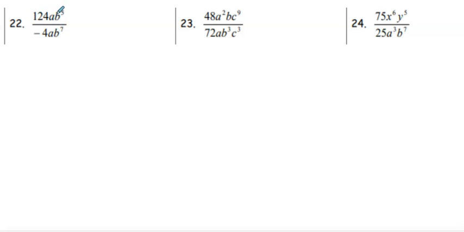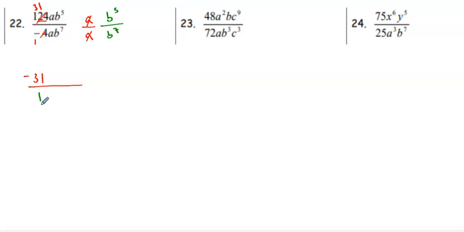Alright, so I got 124 a b to the 5th over negative 4 a b to the 7th. So 124 divided by 4, and it actually does go in there evenly. The rule for 4, if 4 goes into the last 2 digits, then it goes in evenly. So this is going to be negative 31 in my numerator. So this goes away. That's 31. That's 1. And then you have a to the 1st. You have a over a, and that's just going to simplify. Nice and easy.